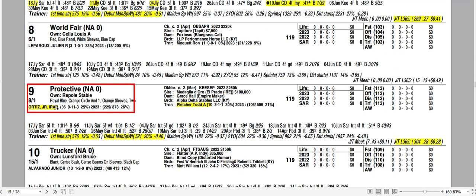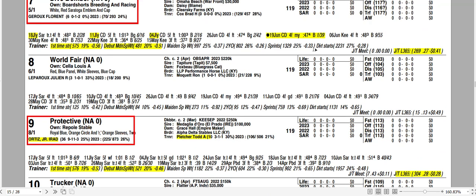And then the 9 horse, we have the Irad for Pletcher combination. So those are the 5 that I narrowed it down to. And the only thing I'll be doing, if anything, with this race would be including these horses in a multi-race wager.